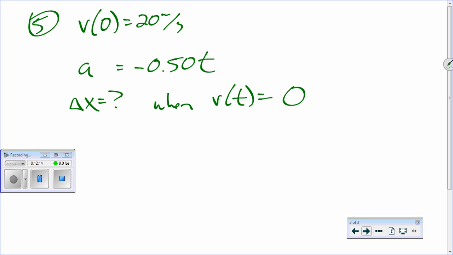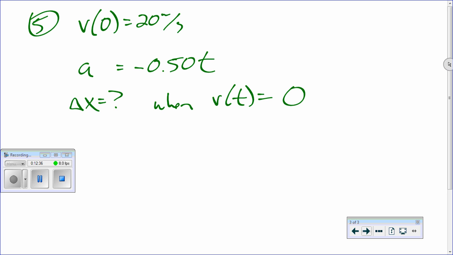Okay. All right. So let's talk through it. I'm not going to do it, but let's talk through it. Okay? So I'm trying to find the displacement when the velocity is 0. So do you have an idea for how to figure out when the velocity is 0? I really screwed up this problem, so I have no idea.